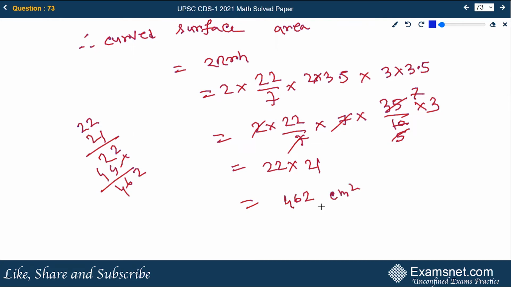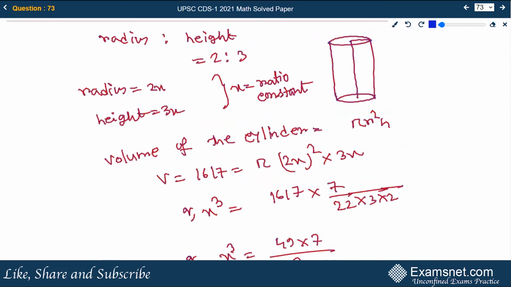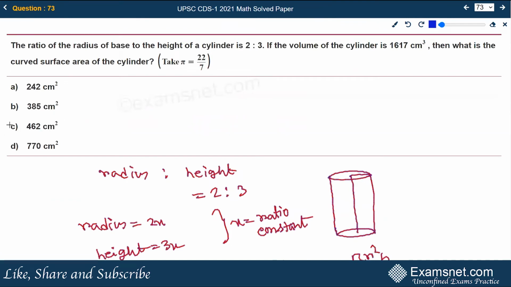462 centimeter square. The answer is 462 centimeter square. Option C is the correct answer. That is the curved surface area of the cylinder.